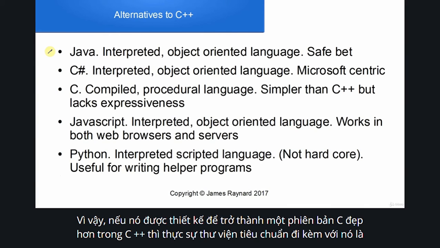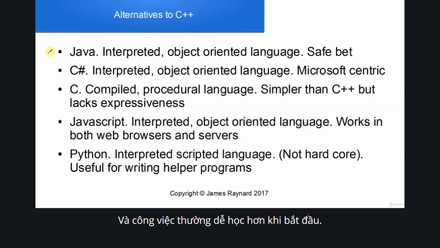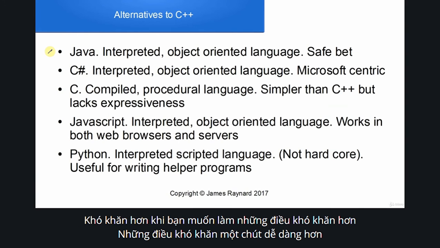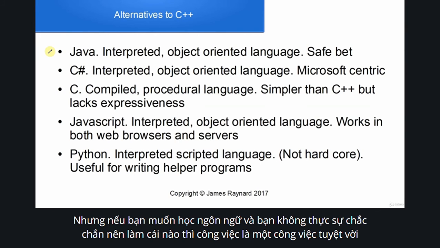So Java was designed to be a nicer version of C and C++ really. The standard library that comes with it is probably a lot more powerful than the C++ one and easier to use. And Java is generally easier to learn at the beginning. It gets more difficult when you want to do more difficult things. Difficult things are probably a bit easier to do in C++. But if you do want to learn a language and you're not really sure which one to do, then Java is a pretty safe bet.